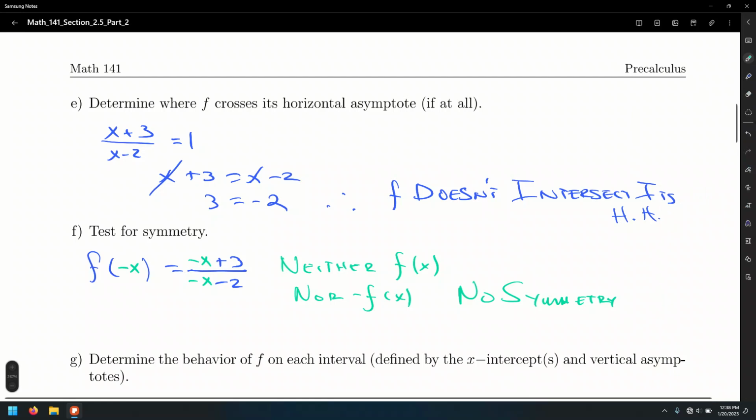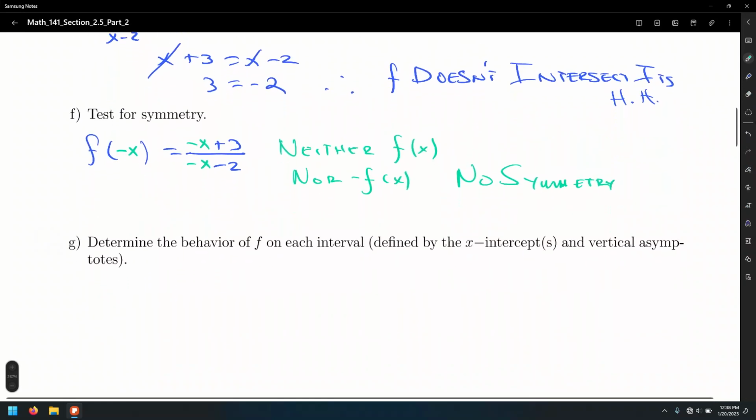What else? Determine the behavior of f on each interval defined by the x-intercepts and the vertical asymptotes. So here's the thing. We're going to draw a number line that we're going to plot. We're going to draw as a solid bubble all the x-intercepts, and as open bubbles all the vertical asymptotes. So as an x-intercept, what did we get? We got negative 3. That's going to be a solid bubble. And we got a vertical asymptote at x equals 2. That's going to be an open bubble. Draw the number line.